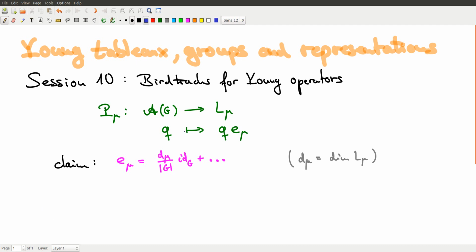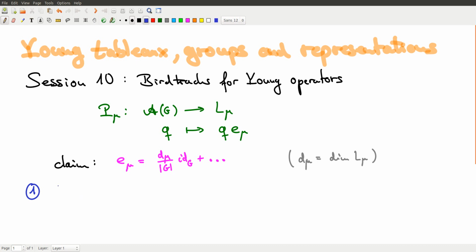So here's again our projection from the group algebra to some invariant subspace by right multiplication with some idempotent E_mu. And now the claim is that if we write the idempotent as a linear combination of the group elements, then we can read off the dimension of the subspace from the coefficient of the identity. And we prove this by calculating the trace of our projection in two different bases.